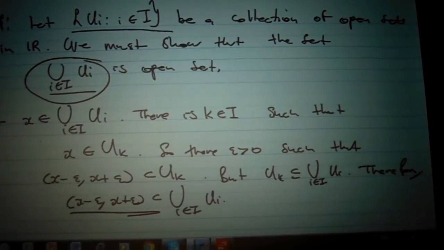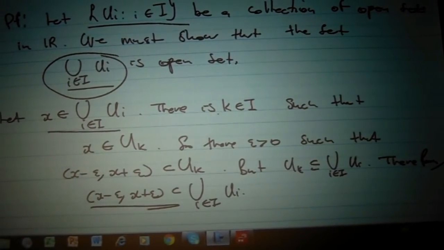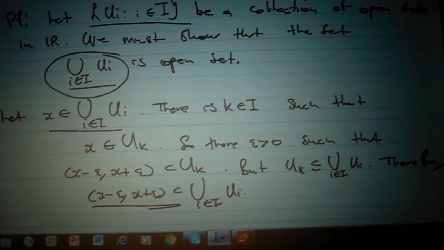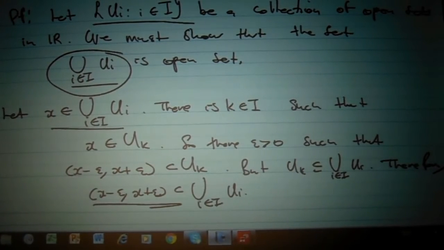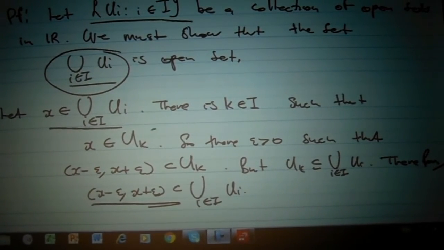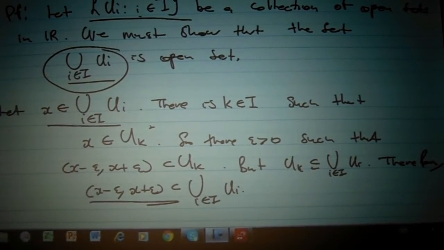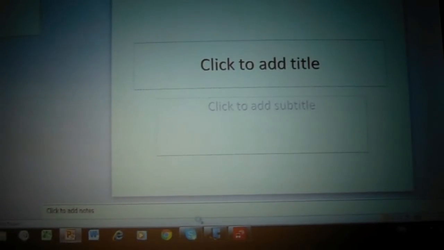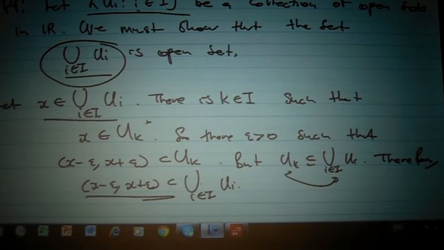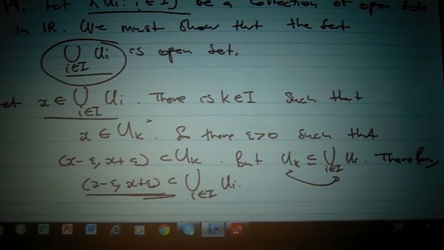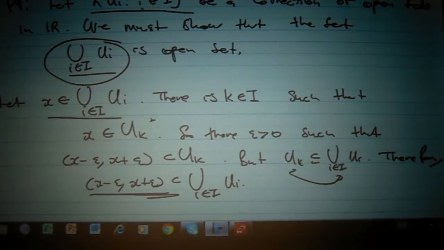You see, we started with the definition there, knowing that if x is in this union of many sets, there should be some k in I where x is in one of these open balls. From there, this we know by assumption is open. Then by definition, we can find epsilon so that this is there, but this is contained in that, so this set should be contained in the union, and then it proves our theorem. So that's how you prove it.